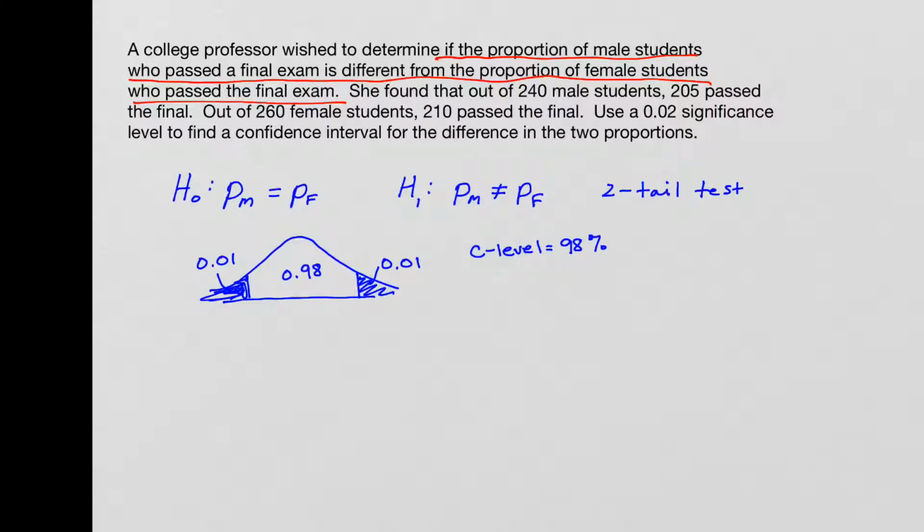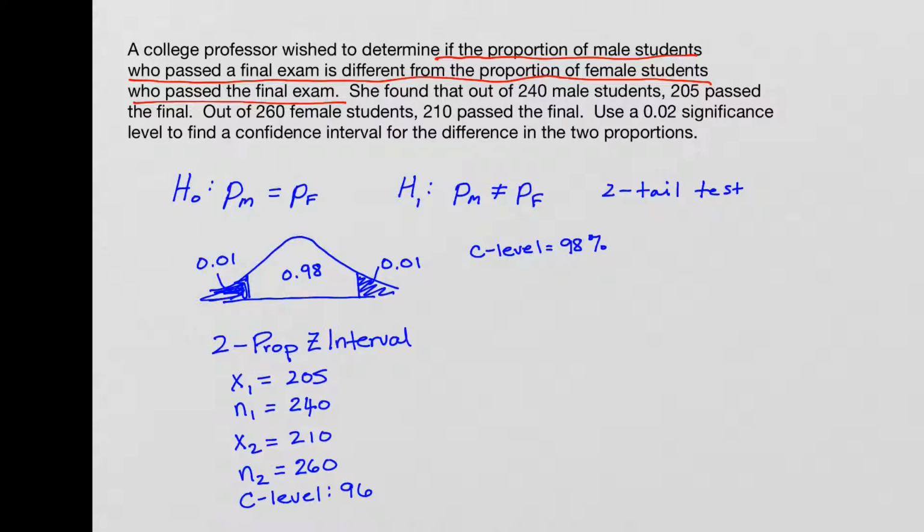So when I do my confidence interval, all I'm going to change from the previous problem is I'm going to take the confidence level, which was 96%, and change that to 98%. And when I do that, my confidence interval is negative 0.0313 to 0.1242. So yet again, I cannot conclude that there is a difference between the proportions because this confidence interval contains the value 0. And that's how you create a confidence interval based off of a hypothesis test.